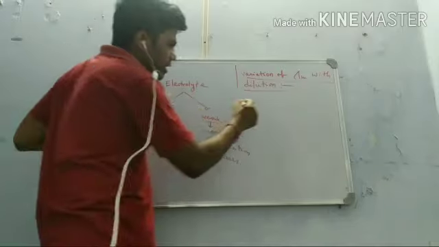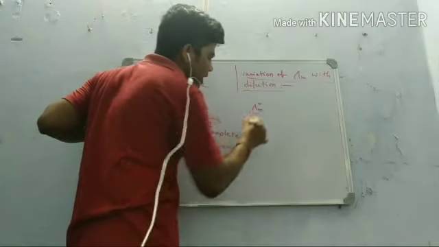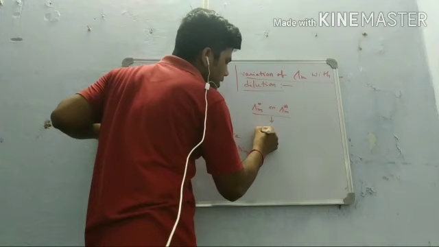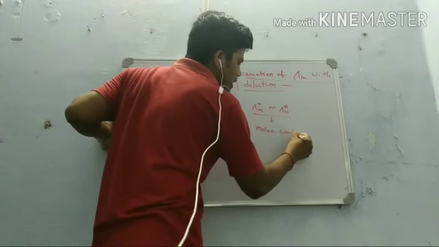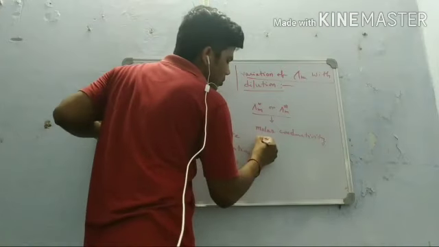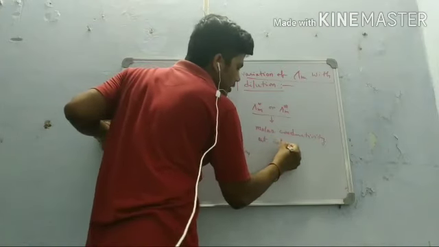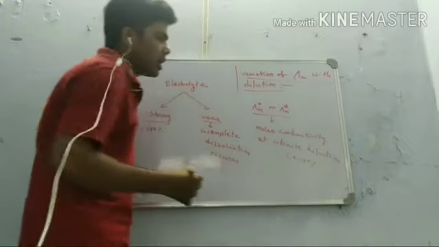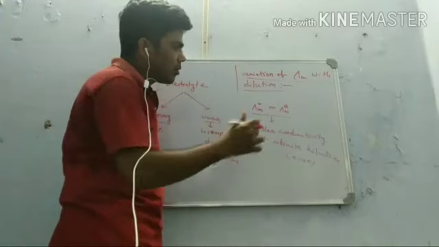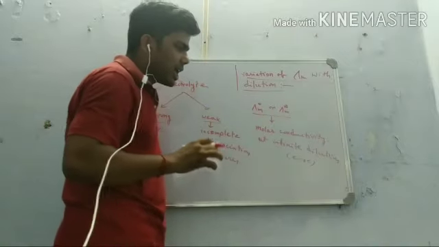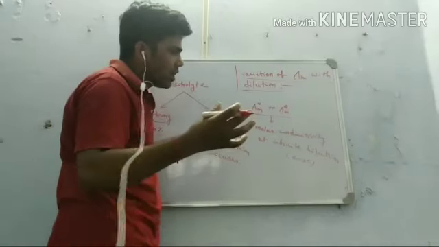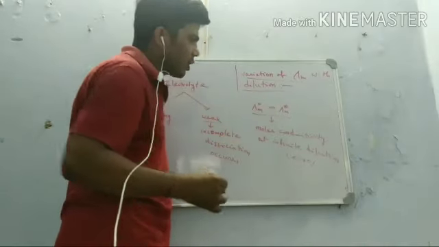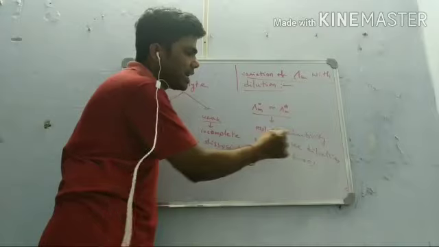Now, before going to this discussion, let us consider one constant term, that is lambda m zero or lambda m infinity. This is called molar conductivity at infinite dilution, that is, when concentration tends to zero. It is obvious that with increasing dilution, molar conductivity increases. At infinite dilution, when concentration tends to zero, it reaches its maximum value, and that is a constant for a particular electrolyte. This is termed lambda m zero or lambda m infinity, that is, molar conductivity at infinite dilution.